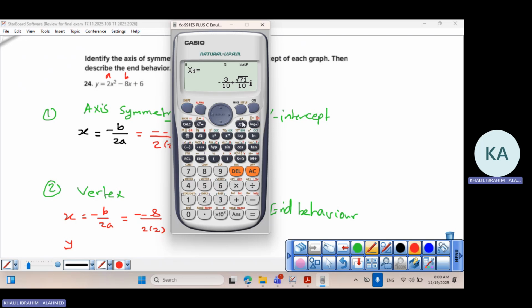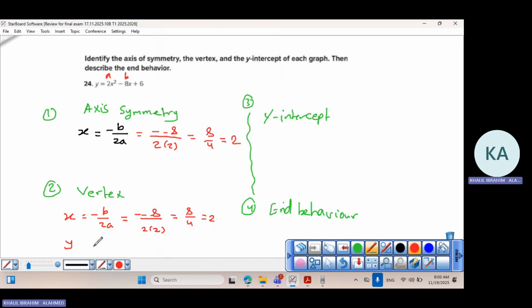Also shift, clear your calculator. 9, 3, double equal. As you see, 2x squared, okay, minus 8x, okay, plus 6, then calc 2. The answer is negative 2. Y equals negative 2. How to find y? Just substitute in the original equation.